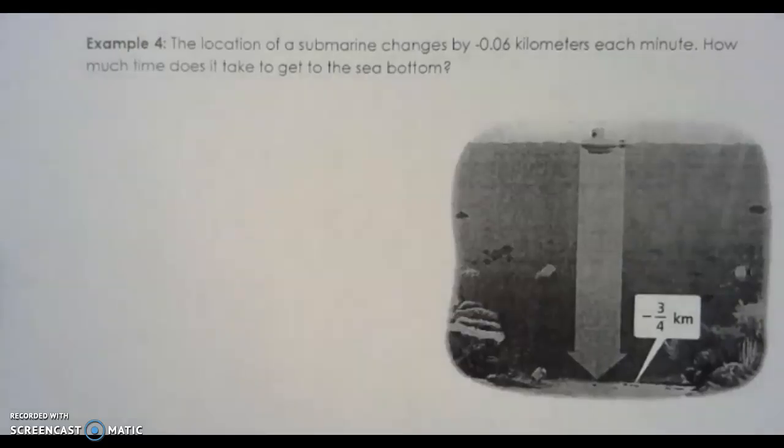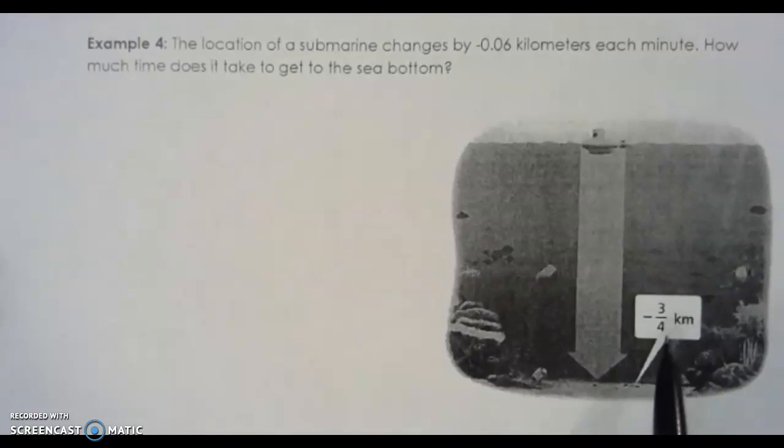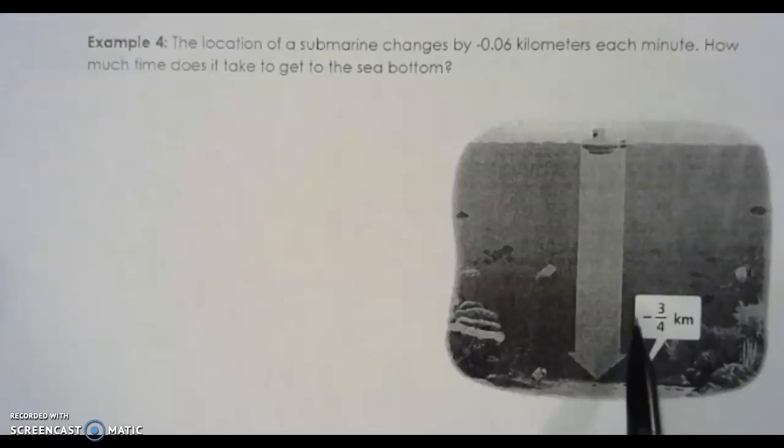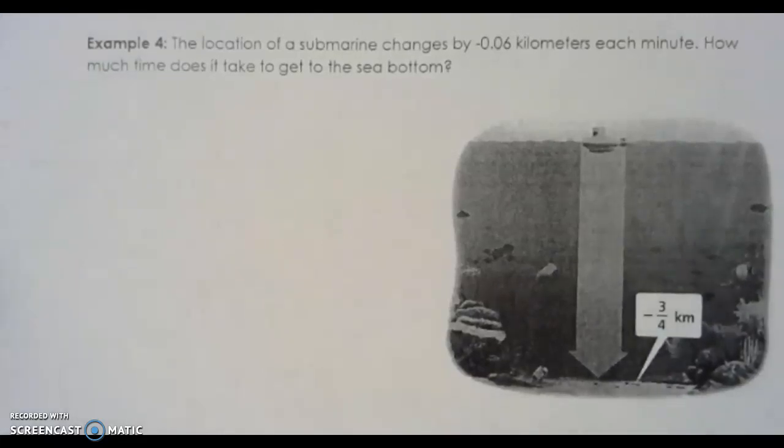Example 4 tells us that the location of a submarine changes by negative 6/100 kilometers each minute. How much time does it take to get to the sea bottom? We can tell by looking at the picture that the bottom of the sea is going to be 3/4 kilometers below the surface of the water. And again, because it's a negative, I know it's going to be below the surface of the water.